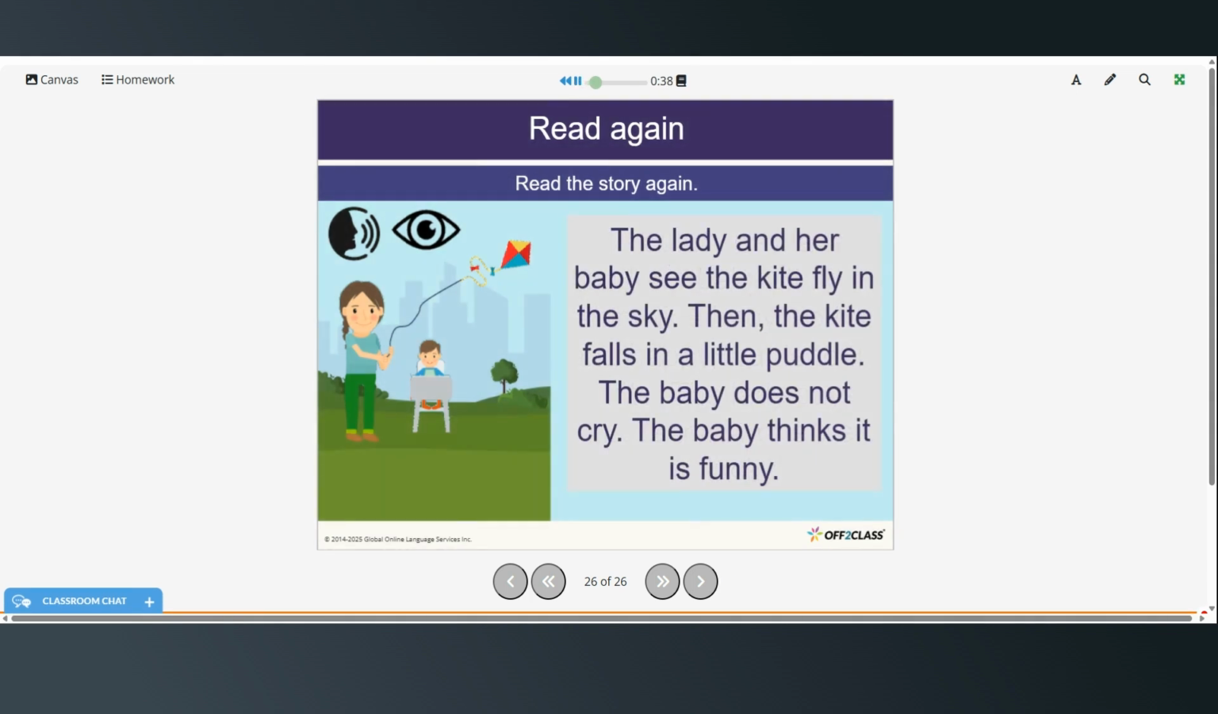The lady and the baby see the kite fly in the sky. Then the kite falls in a little puddle. The baby does not cry. The baby thinks it is funny.